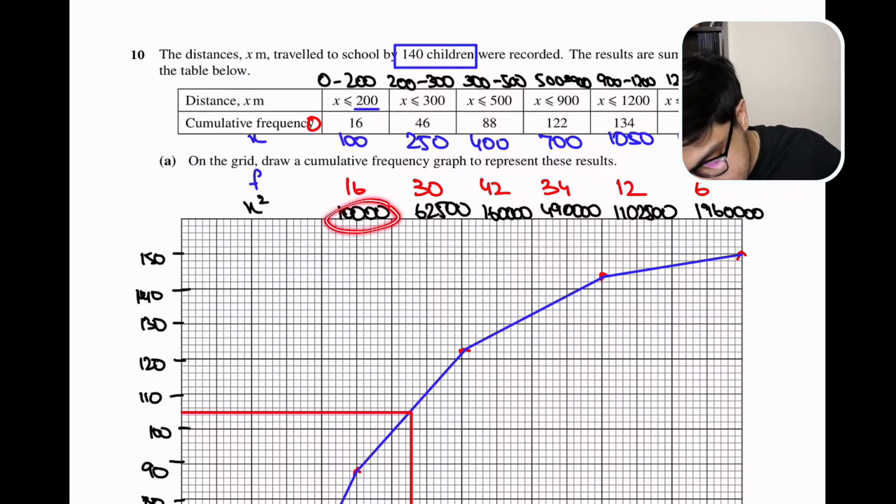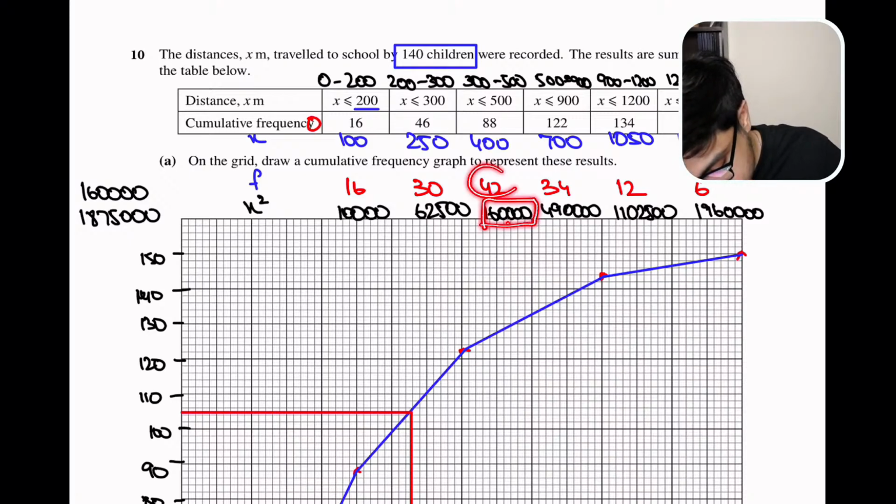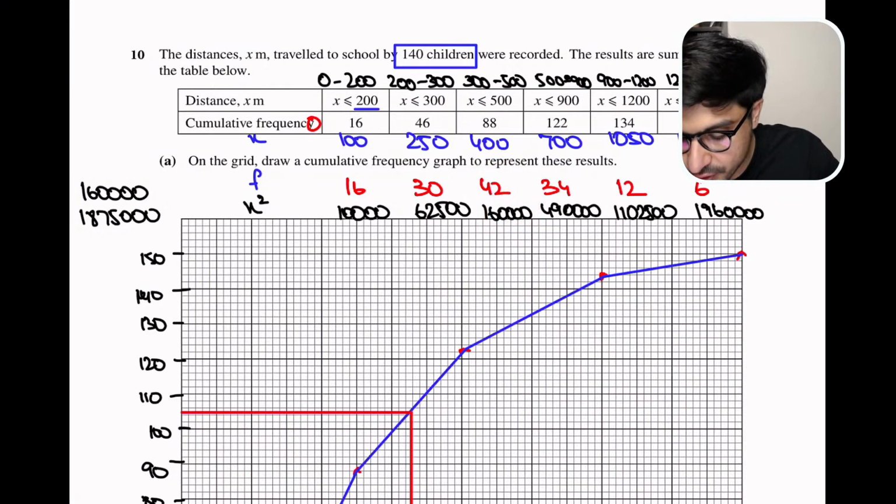So now we're going to multiply each x square with its f. So 10,000 multiplied by 16 is going to be 160,000, right? And then 62,500 multiplied by 30 is going to be 1,875,000. Then 160,000 multiplied by 42 is going to be 6,720,000, that is 672 and 4 zeros.